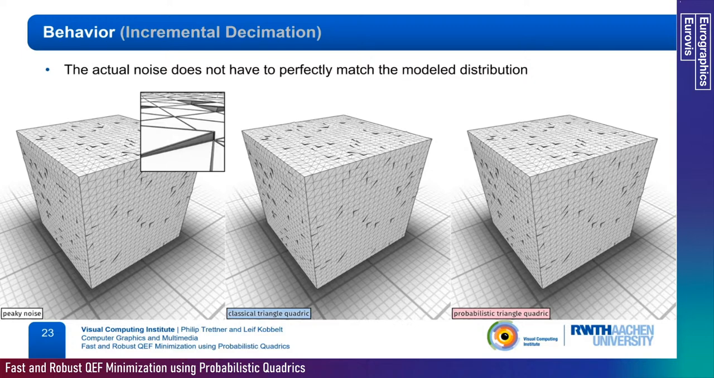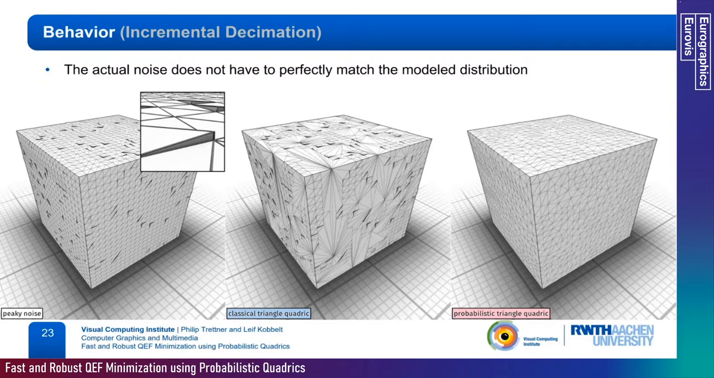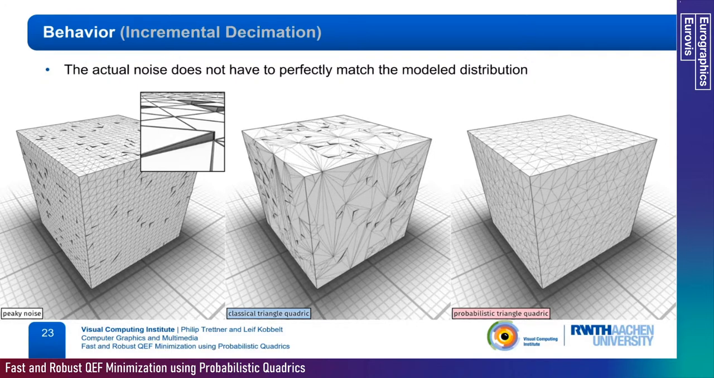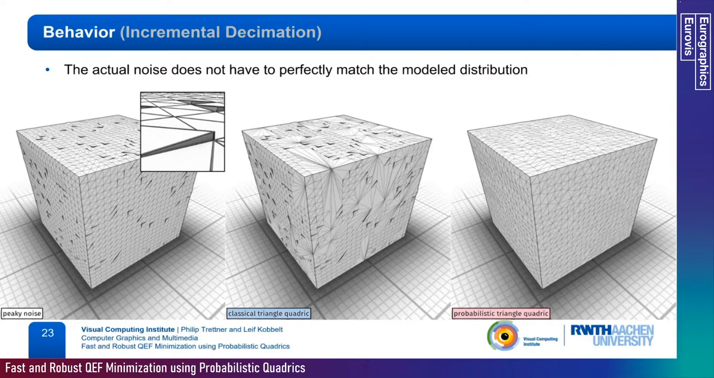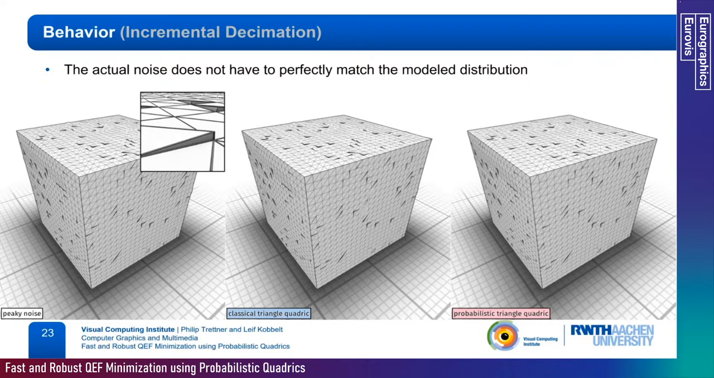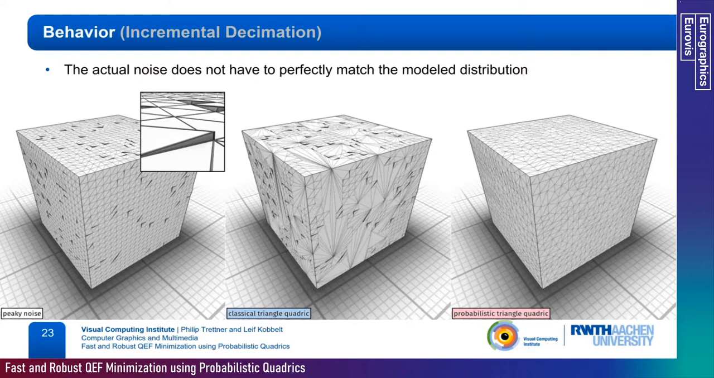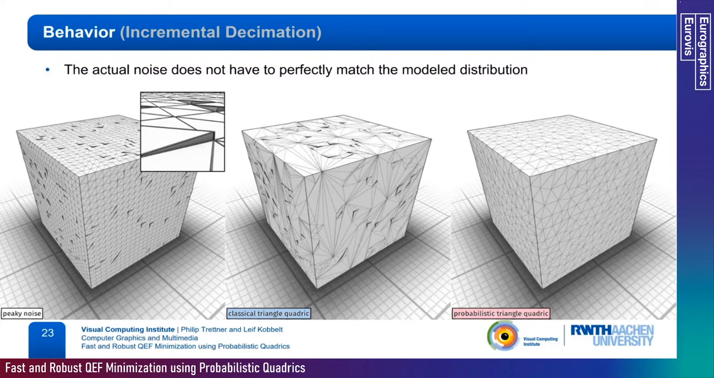It turns out that it doesn't even matter if the modeled input distribution, which is a Gaussian for our triangle quadrics, matches perfectly the noise that you have in your mesh. So in this example, we have constructed a mesh with a peaky noise, which is similar to salt and pepper noise for images. And here you see that the classical plane quadric basically preserves all these little peaks, and our triangle quadric immediately gets rid of them because they are below the noise threshold.